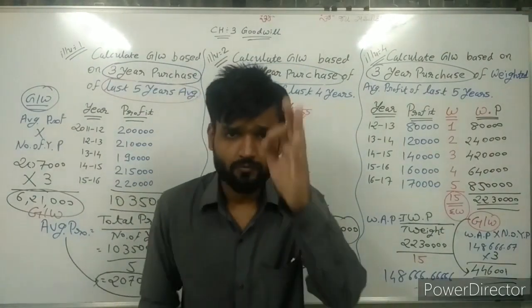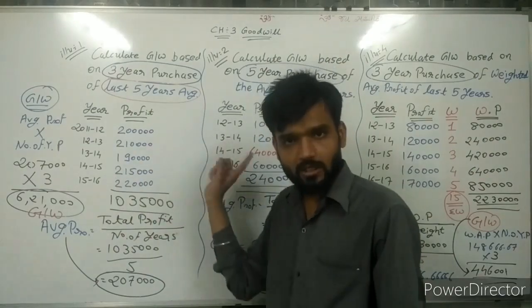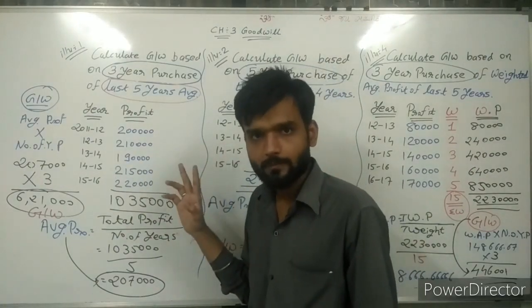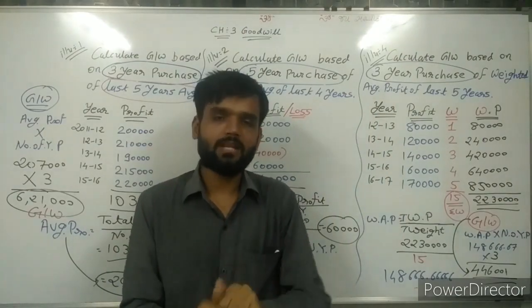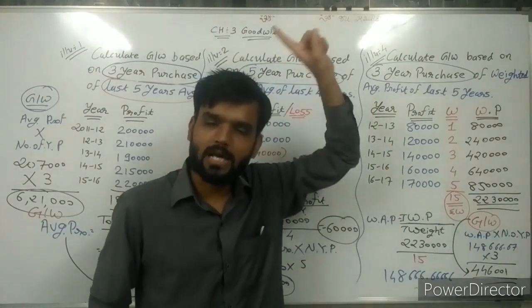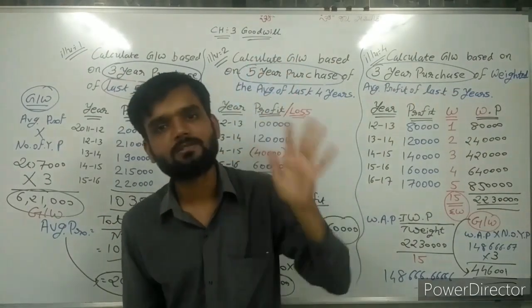So today we have completed the first two methods: the simple average method, for which we have done two sums, and the weighted average method. If this sum is asked in your examination, you will get 4 marks.